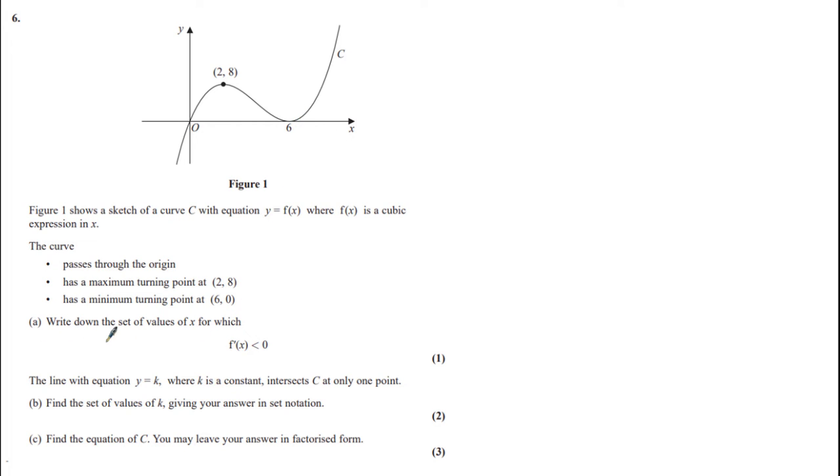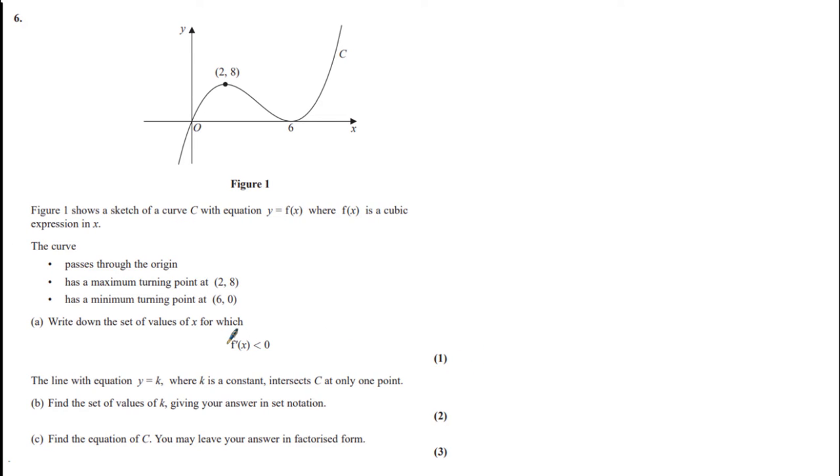The first part asks us to write down the set of values of x for which f prime of x is strictly less than 0, and this is for 1 mark. Okay, so note that f prime of x we know as the gradient function. Okay, it's the gradient of the function.